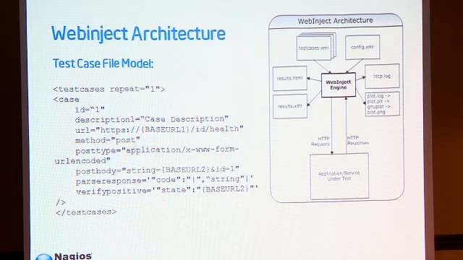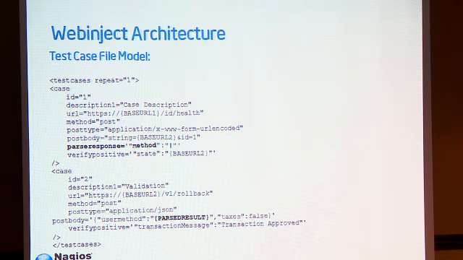How is the test case file modeled? What you have here is a common test case in XML format. You have case number 1, where you can put the description, the URL where the test is going through, the method that you're using, and the post body that you're sending. Here you can parse the response that you're receiving and verify positive if what you're receiving is what you're expecting for the validation of the test case.